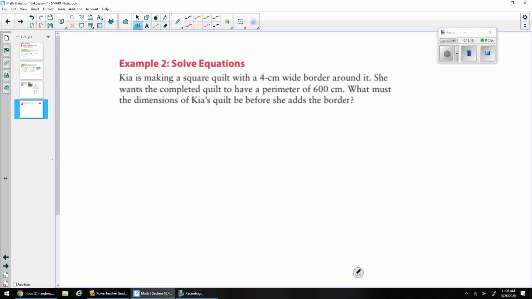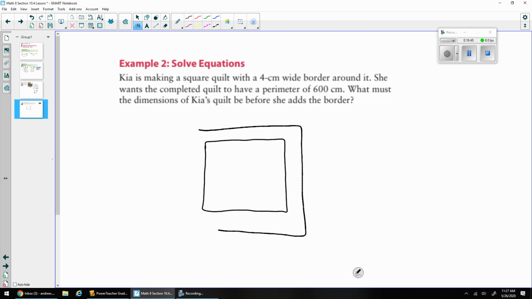Okay, sort of confusing. Sometimes you get these word problems, and it's very helpful, especially when looking at dimensions of things, to draw a diagram. So she's making a square quilt, so let's draw a square. And she wants to have a 4 centimeter wide border around it. So there's going to be a border going around it, and that is 4 centimeters wide.